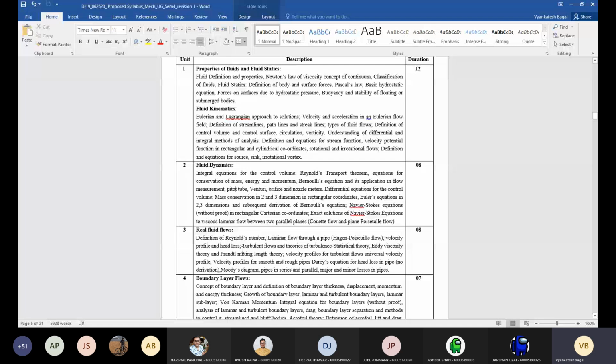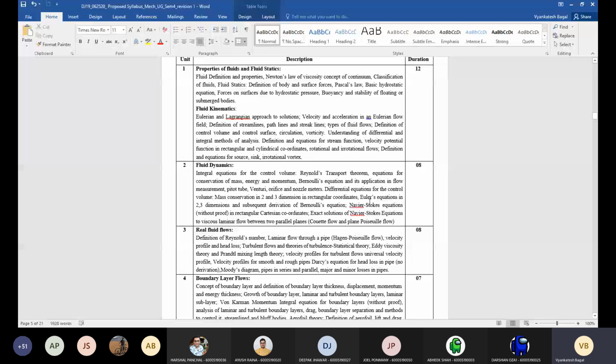At least at the end of the lecture you will have some typical words which are only related to the fluid mechanics subject. For example, the Reynolds transport theorem, then the conservation of mass, energy, momentum principle, Bernoulli's equation in fluid flow measurement, and what the Pitot tube, venturimeter, orifice meter, and nozzle meters are. These are actually the applications of Bernoulli's equation, and basically the flow measuring devices.